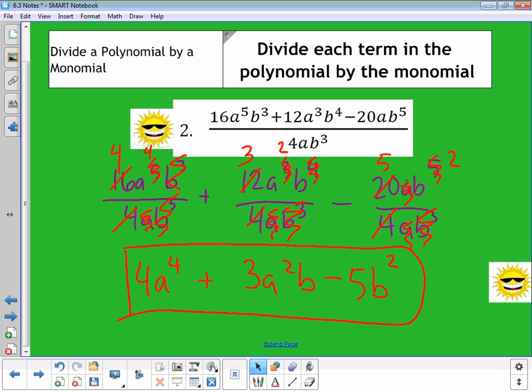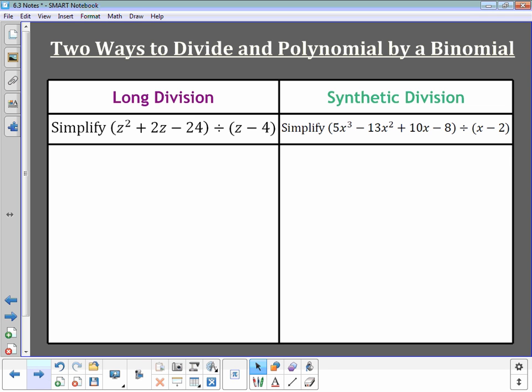I want you to go ahead and pause the video at this point and see if you can solve number 3 on your own. And let's go ahead and look at our next examples. Now, when we are dividing a polynomial by a binomial, there's two ways that we can do this. One way is using long division, and another way is using synthetic division. I'm just going to show you a brief example of each. So let's start with the long division example.